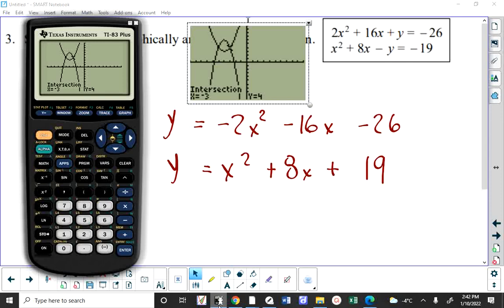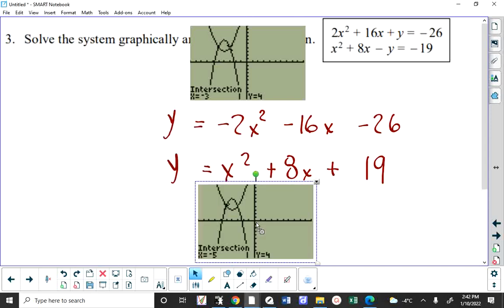And I guess I'm going to have to move further to this side now. Negative 5 comma 4. Those are our two solutions. Any questions with example 3? Pretty straightforward, I think.